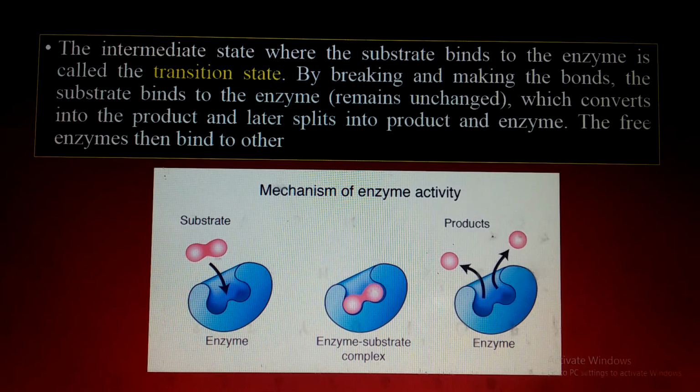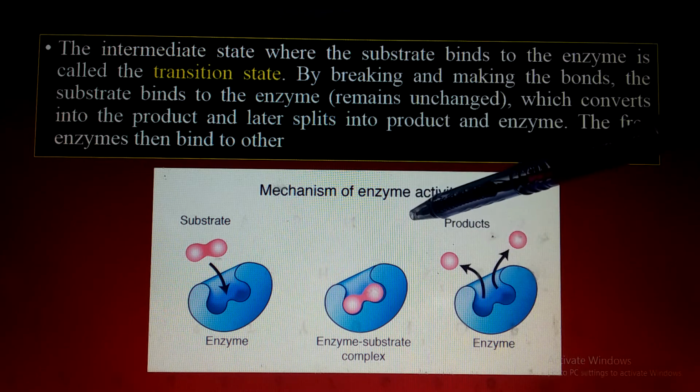Now you can see here the intermediate state where the substrate binds to the enzyme is called the transition state. By breaking and making the bonds, the substrate binds to the enzyme and the enzyme remains unchanged, unaltered, which converts it into the product and later splits into the product and enzyme. The free enzyme then binds to another. Is it clear? So this is the mechanism of action.